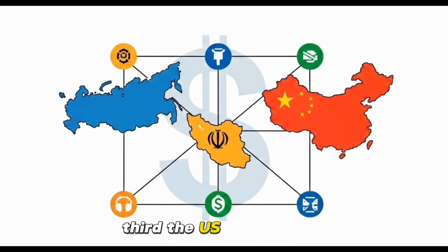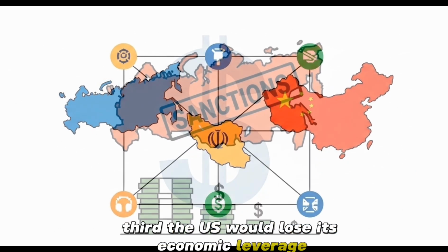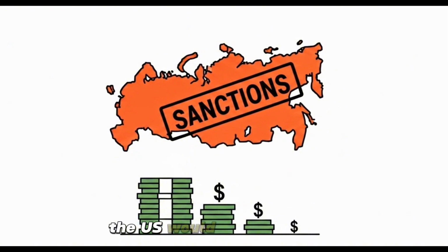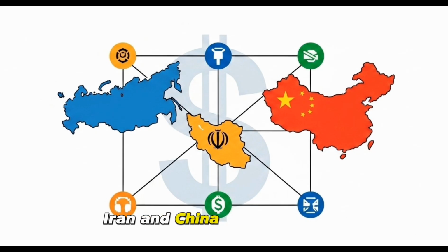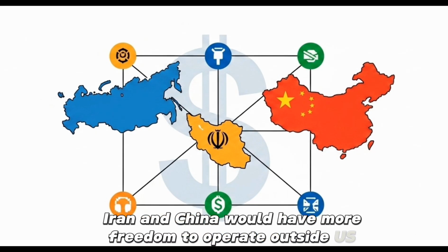Third, the US would lose its economic leverage. Without the petrodollar, the US would have less power to impose sanctions and control global finance. Countries like Russia, Iran, and China would have more freedom to operate outside US influence.